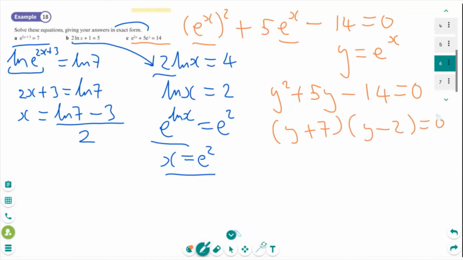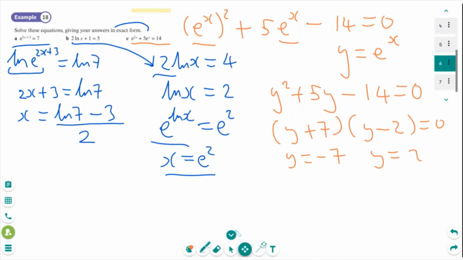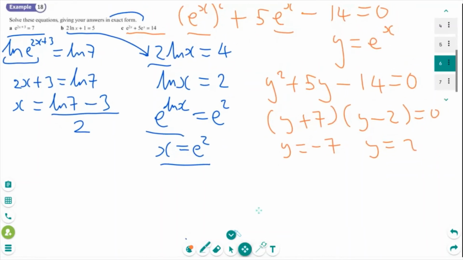So that gives you 2 solutions for y. Then you've got to find the corresponding values for x. The substitution was y equals e to the x. So the two cases are e to the x equals minus 7, and e to the x equals 2. This one is easy. You just ln both sides. So you get x equals ln 2.